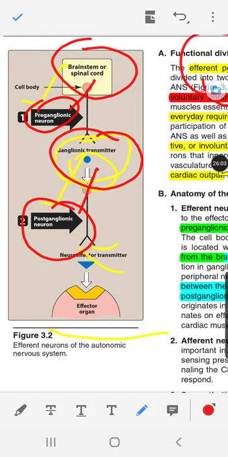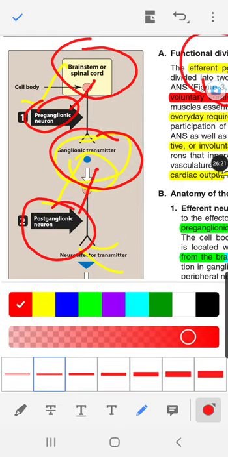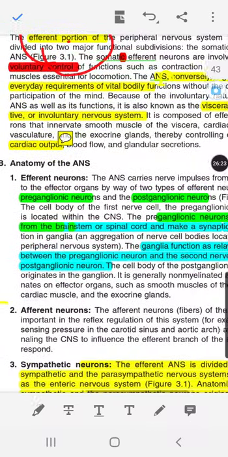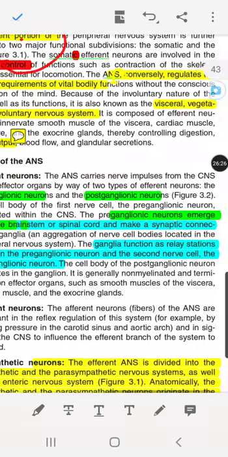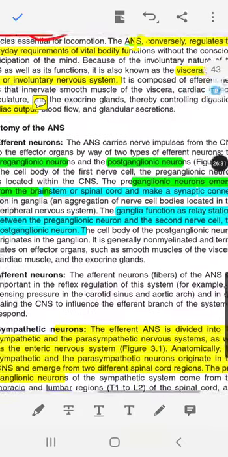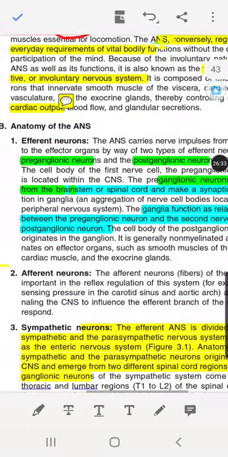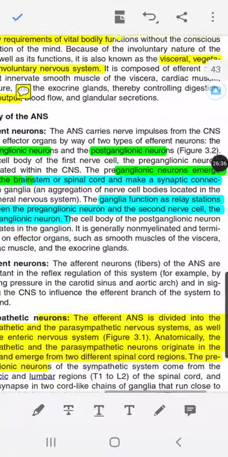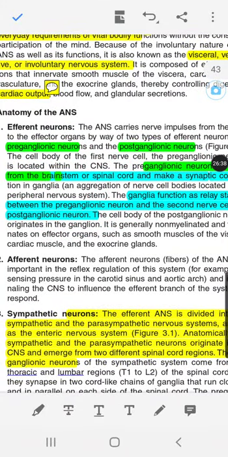So this is the key point for MCQs. The cell body of the preganglionic neuron is present in the brain, and the cell body of the postganglionic neuron is present in the ganglion. It is generally non-myelinated and terminates on effector organs such as smooth muscles of the viscera, cardiac muscle and exocrine glands.